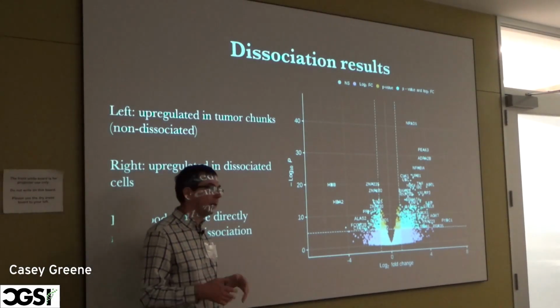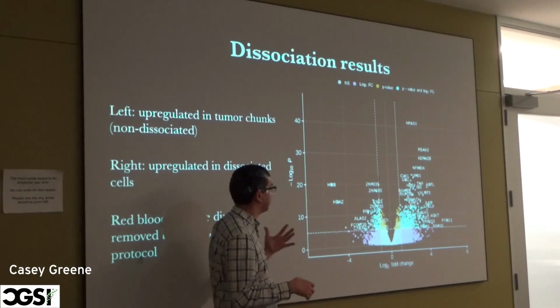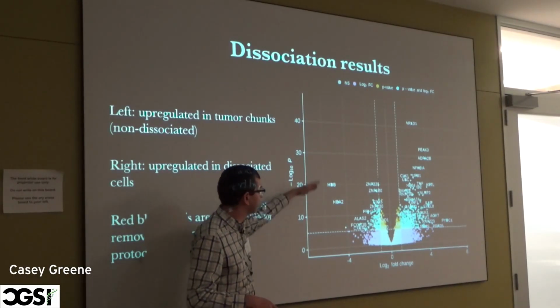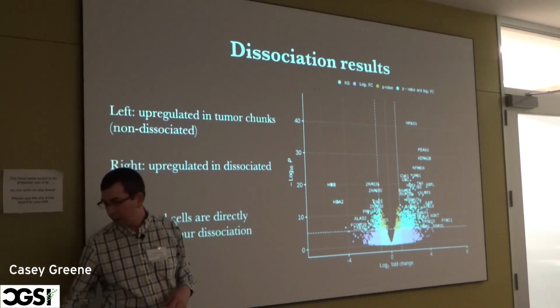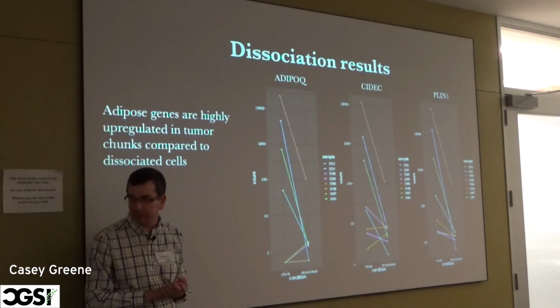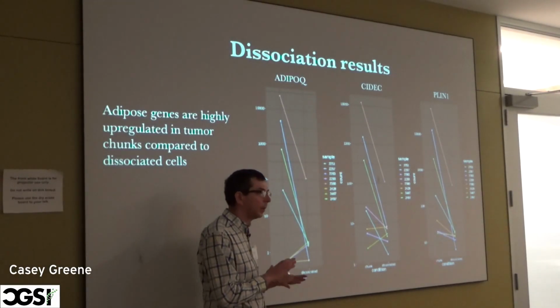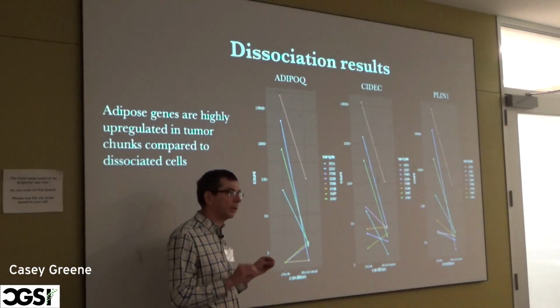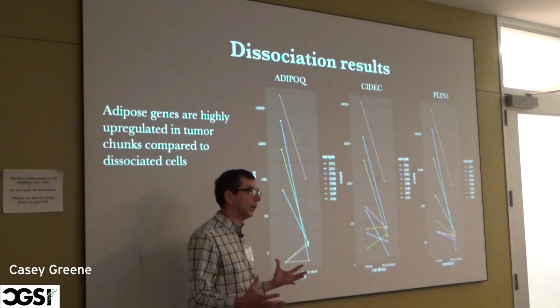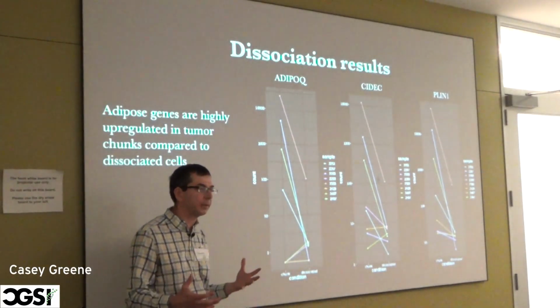The first thing to know is you're going to see a lot of differences in red blood cells. This is not terribly surprising. The dissociation protocol strips the red blood cells, so that's where those go. The other thing that we see, this will not surprise folks probably, but adipose genes, much higher in the tumor chunks than the dissociated cells. So essentially you're breaking the adipocytes, as many of the dissociation protocols will actually break the adipocytes.